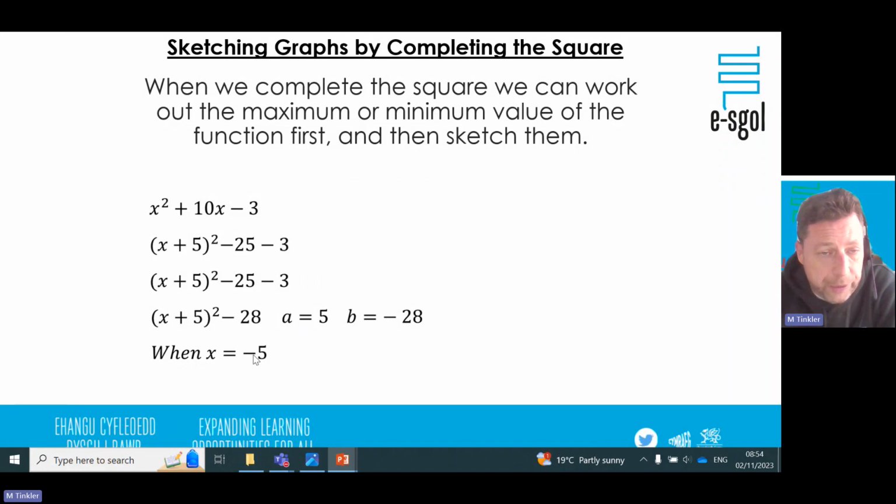If you don't believe me, if you want to put in minus 100, minus 100 plus 5 is minus 95. If you do minus 95 squared, it's going to come out as a positive answer. So this graph is only going to get higher. And if you put 100 in, 100 plus 5 is 105 squared. That's only going to come out as a big number. So the graph will go up to infinity on the left-hand side and on the right-hand side. So when x is minus 5, that's the minimum value we can get out.